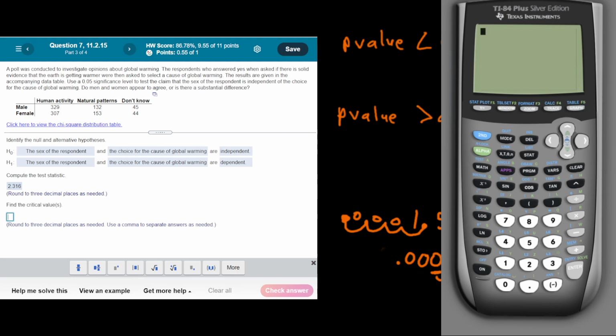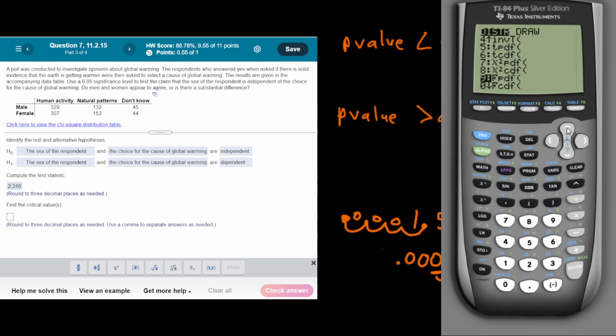And you remember back in the good old chapters 6, 7, and 8, we hit second vars and go down to maybe inverse norm or inverse t. We just put the area in, and we're done. It's not going to be so simple this time. It is going to be simple, but there is no calculator for it. There is no inverse chi-square. I don't know what the issue is. Why couldn't they put it here?